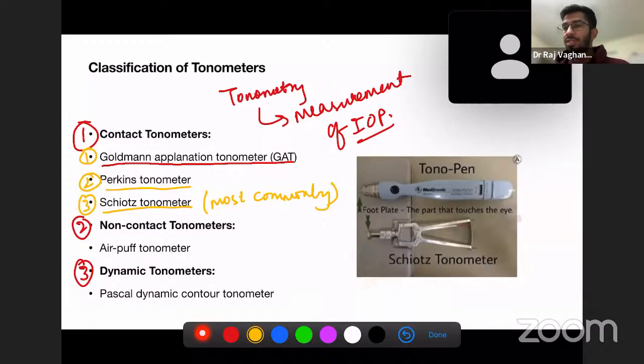So on the right-hand side, you can see this is a Schiøtz tonometer. This is the foot plate, and it is used to measure the IOP. It is the part that touches the eye.